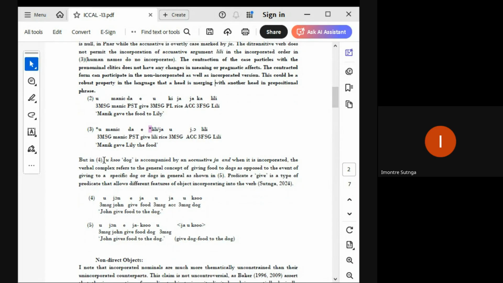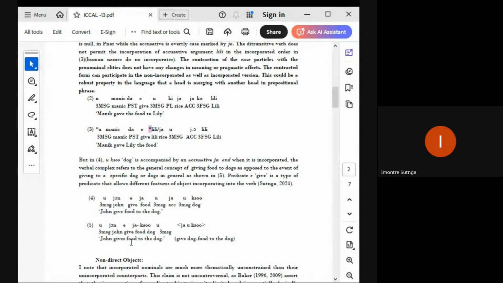But in example 4, you see ujon e ja u ya ukso. Ujon e ja so u. We see that in example 4, ukso, that is dog, is accompanied by an accusative ya, and when it is incorporated, the verbal complex refers to the general concept of giving food to the dog, as opposed to the event of giving to a specific dog or dogs in general, as shown in 5.